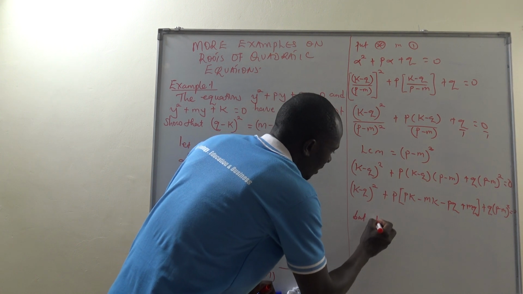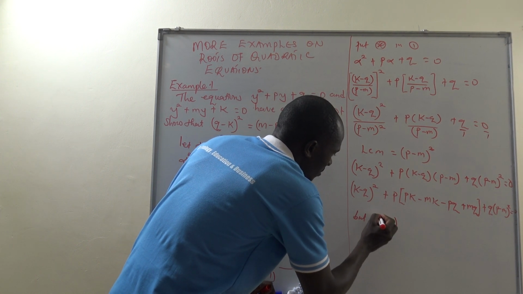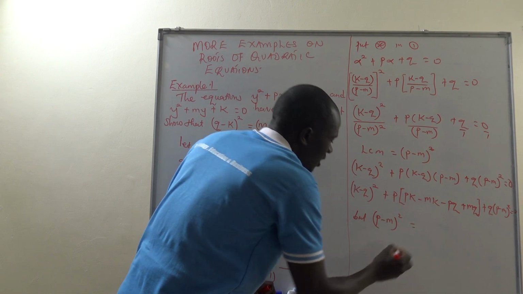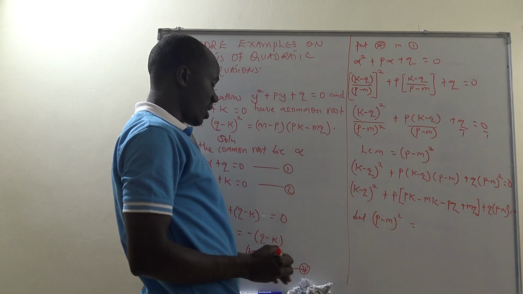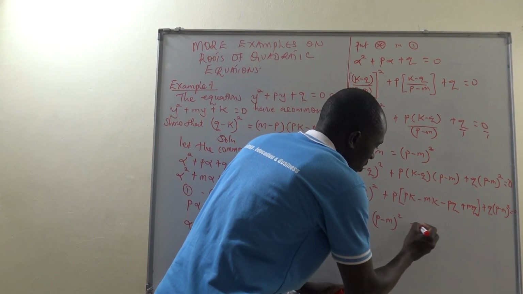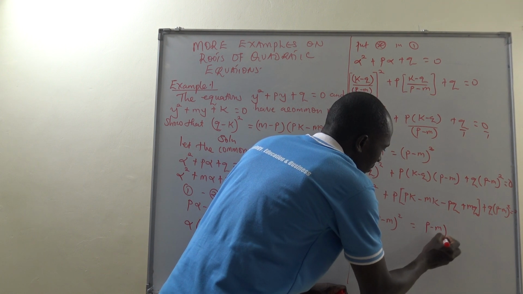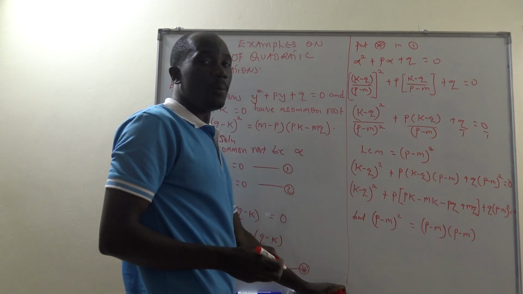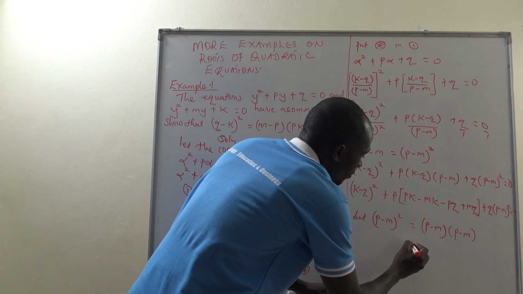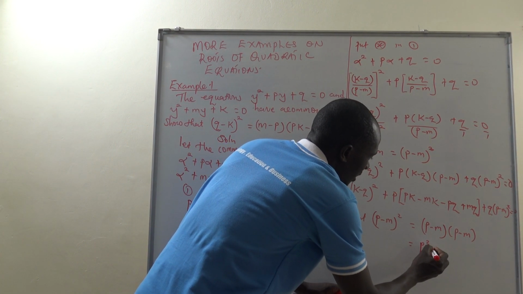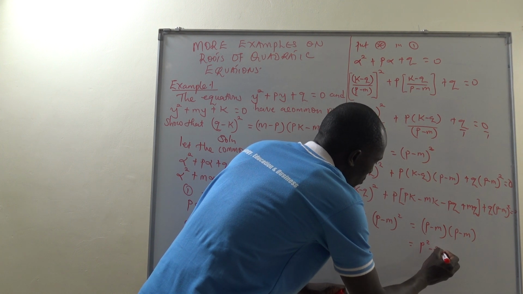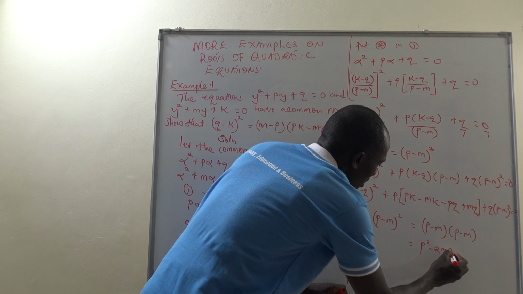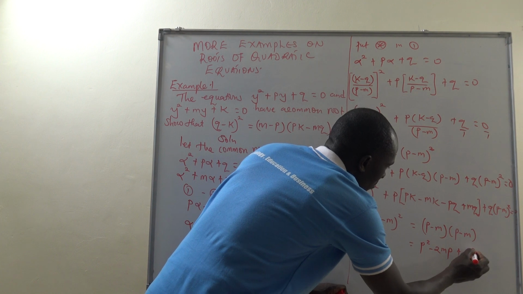But (p − m) the whole of it squared is the same as what? Remember from Pascal's triangle, this is the same as when you expand: (p − m) times (p − m). So when we open, we come out with p squared minus 2mp, then plus m squared.